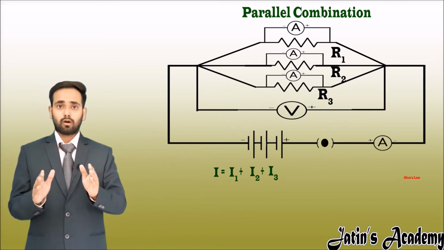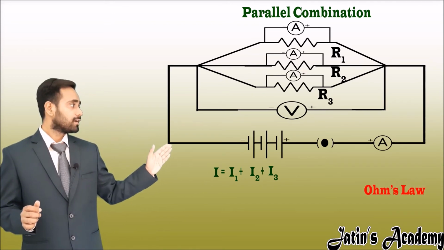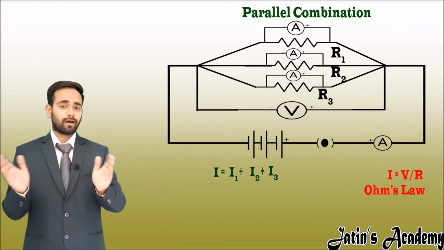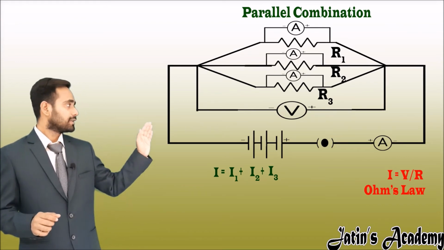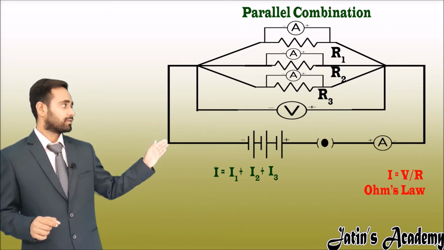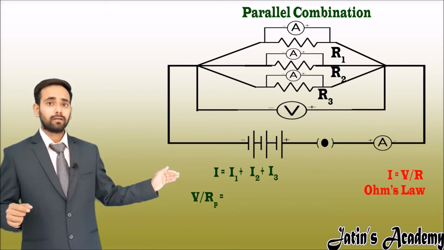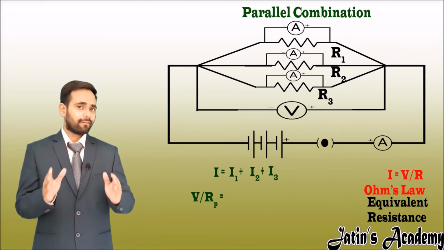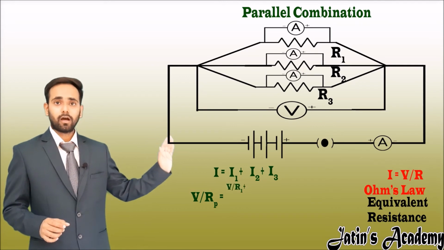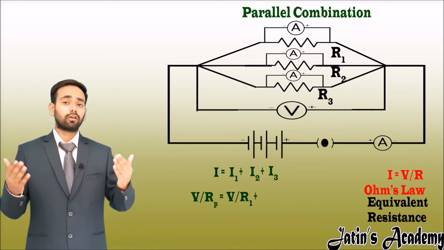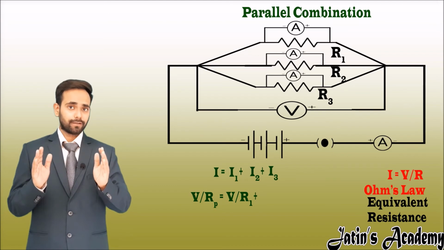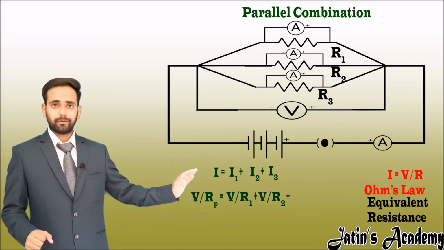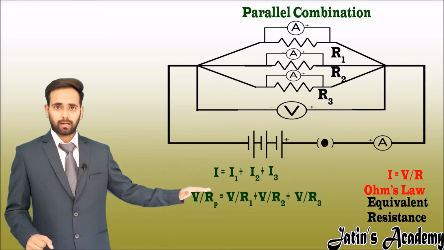From Ohm's law, V is equal to IR, it means I is equal to V upon R. Now put the values of I: I is replaced with V upon Rp. Here p is nothing but the equivalent resistance in parallel. Here I1 is replaced with V upon R1. Why am I not writing V1? Because the potential difference is the same in each case. I2 becomes V upon R2 and I3 becomes V upon R3.